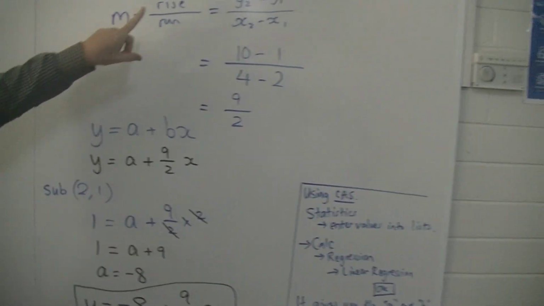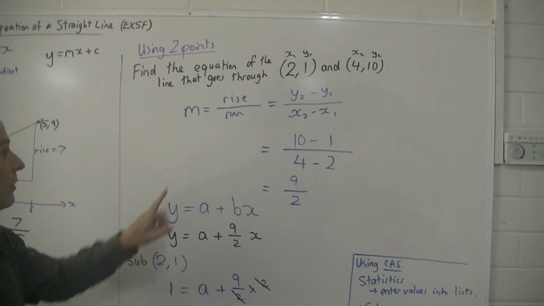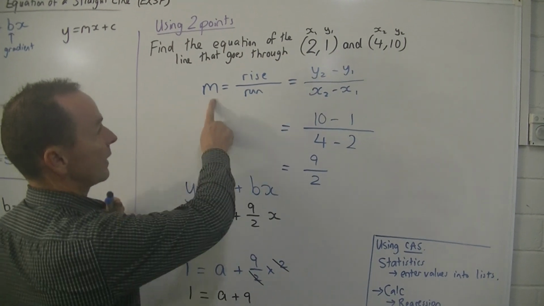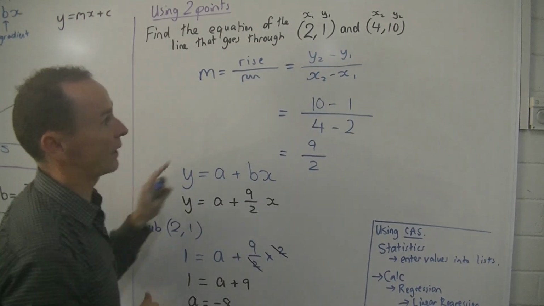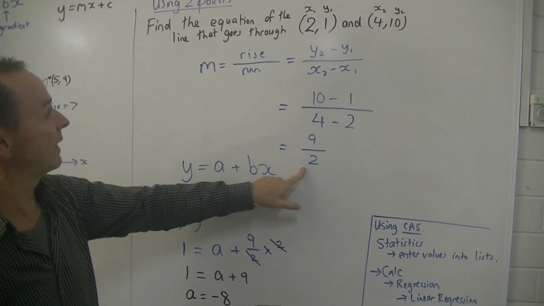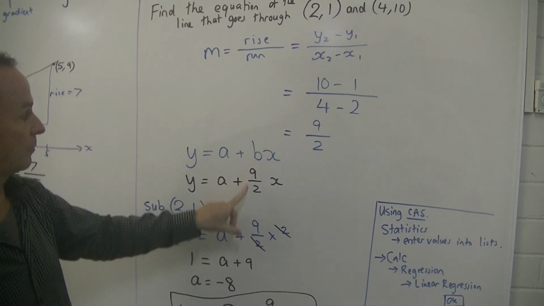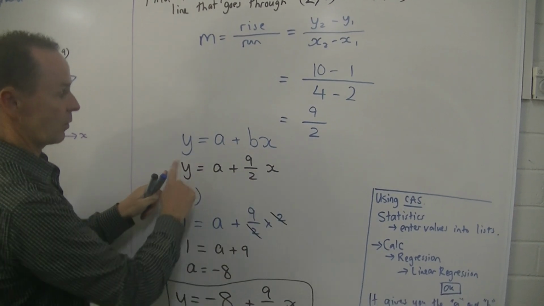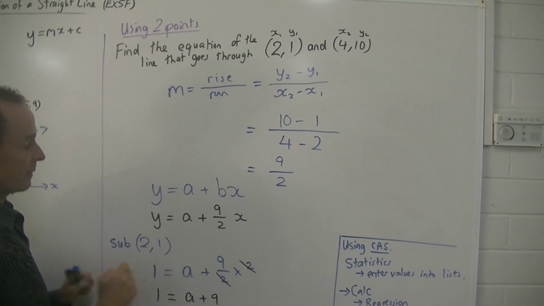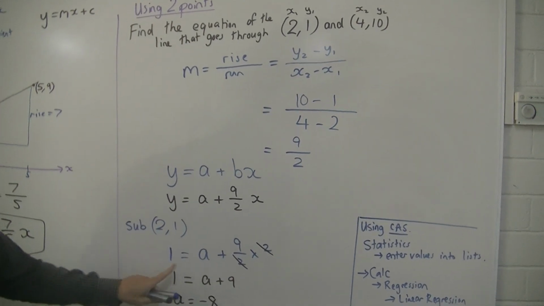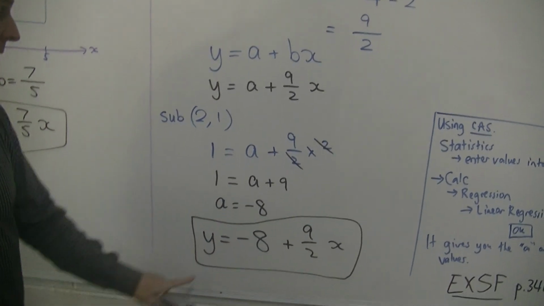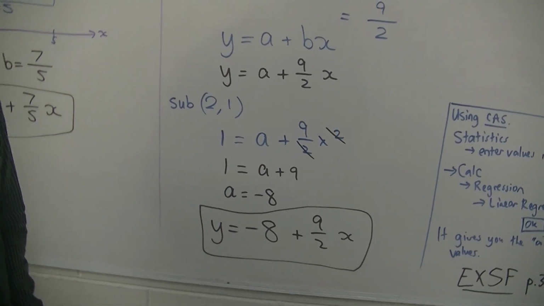Alrighty, so remember, when you've got 2 points, make sure you know how to do this. You find the gradient first. Label the points, use the formula. Gradient is y2 minus y1 over x2 minus x1. Substitute the values in, find the value of the gradient, which we know is b. Substitute it into the equation, and then get a point. Pick any point, substitute the x and y value into that equation, and then you have to calculate what a is, and then you've got your equation.